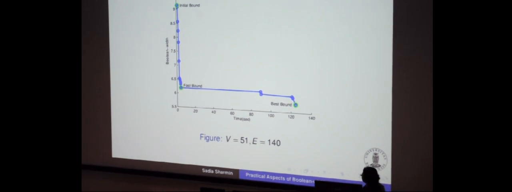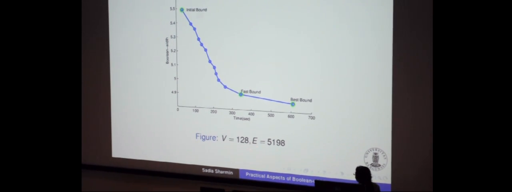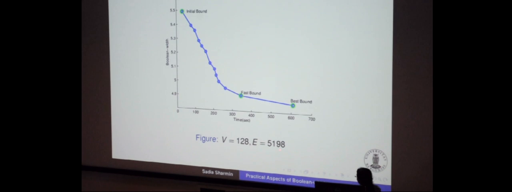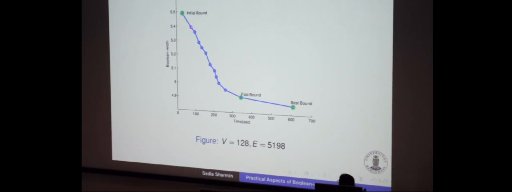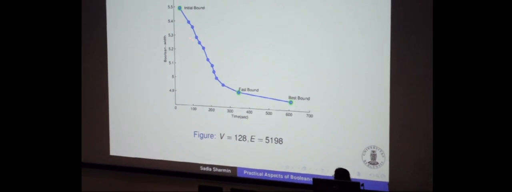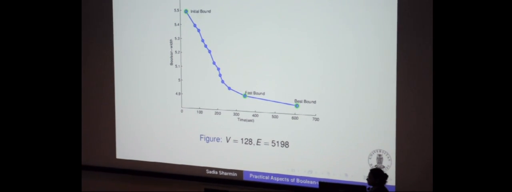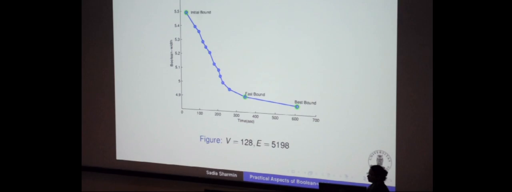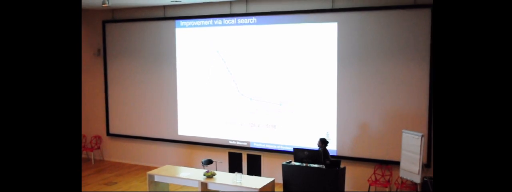Let's look at another graph with local search. This is a graph with 128 vertices and 5,000 edges. And for this graph, it keeps on improving in almost every direction. So it was not constantly improving in all the edges. And this might be due to the random process or due to the graph structure.